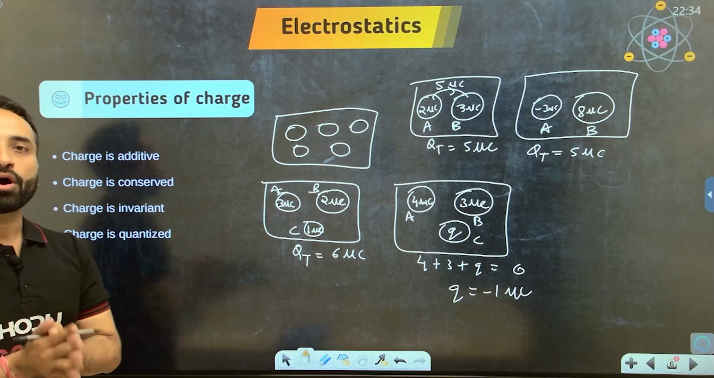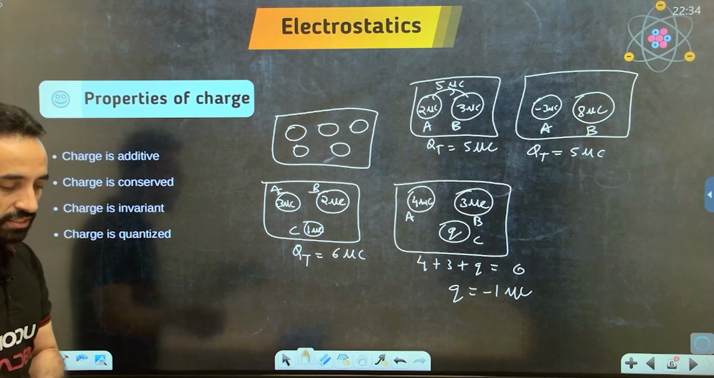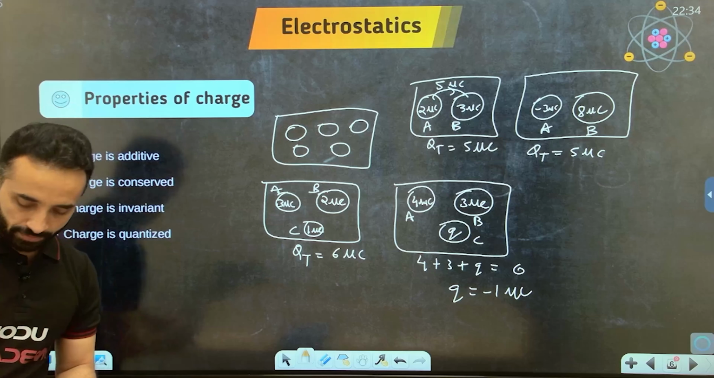So that's about the law of conservation of charge. We've written both the definitions. Copy down this and then we move forward.